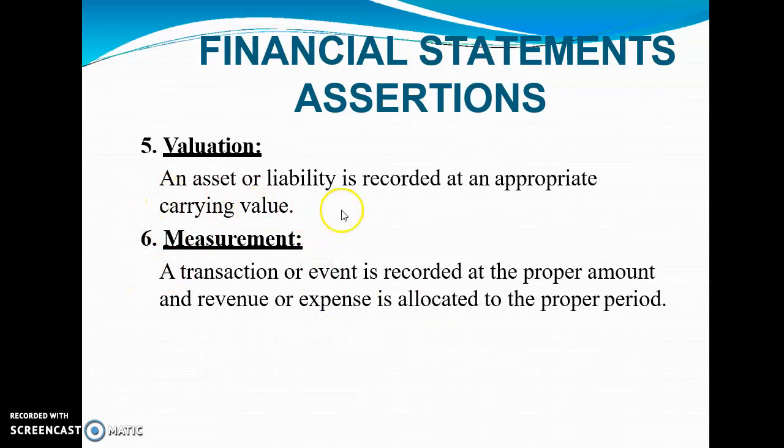Valuation, where an asset or liability is recorded at an appropriate carrying value. Measurement, where a transaction or event is recorded at the proper amount and revenue or expense is allocated to the proper periods. It's according to your accounting period. So let's say management records a prepaid expense. As an auditor, you have to make sure the prepaid expense is recorded in the correct accounting period.